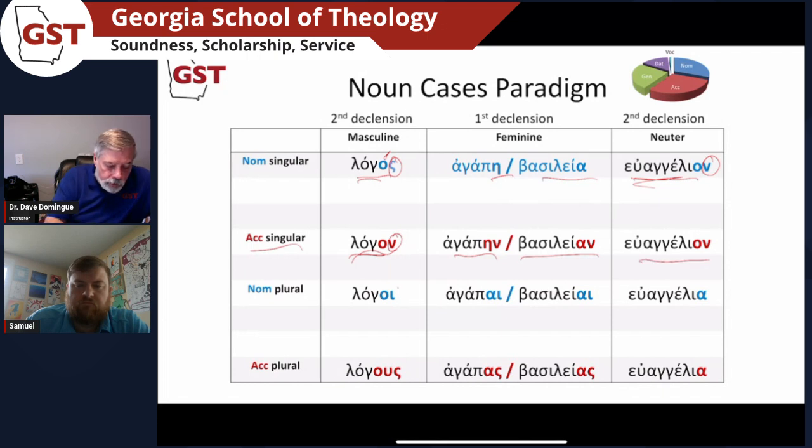In the plural, same thing. There's our case endings, the upsilon sigma, the iota, iota, and the alpha and the alpha. There's a sigma and the sigma. Those are the case endings. And so you've got logoi, agapai, basileai, euangelia, and because that's actually a diphthong, logous, agapas, basileias, and euangelia. That's really all there is to that.